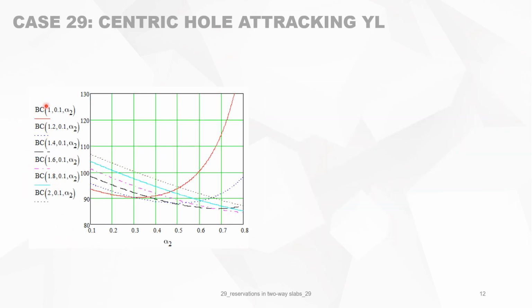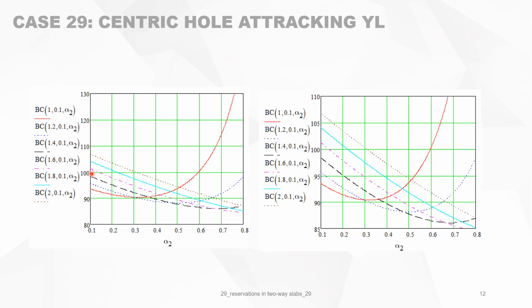We can also look at it in a different way. We put everything in function of alpha 2, and with one width of the reservation fixed to 0.1, and for different values of alpha going from 1 to 2, then you have this type of functions. You can enlarge it in the zone which is interesting. So this is this zone here.